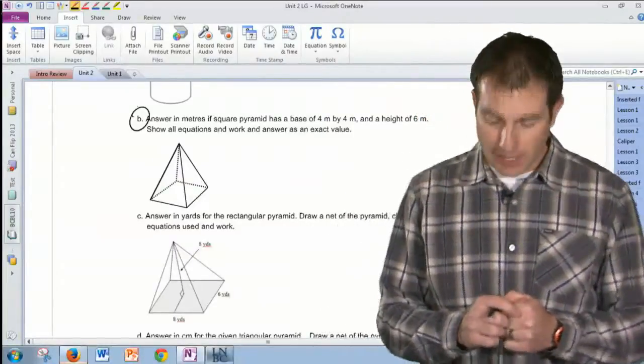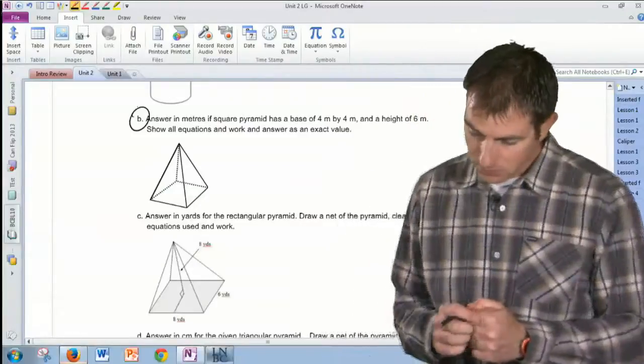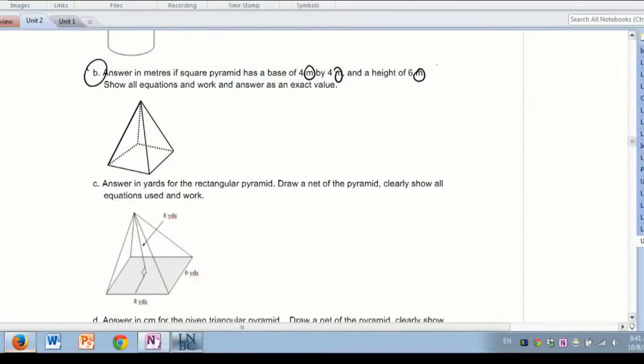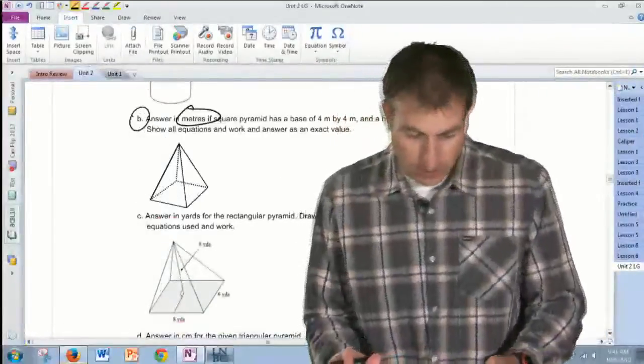Yep. Okay, so this one, again, we have a base that's in meters, a height in meters, and it asks us to show all equations and work and give the answer as an exact value. So when we see that exact value, we're probably going to have a square root in our answer, or we're probably going to have a pi in our answer. So it also asks for an answer in millimeters, which is kind of strange, but we can go with that.